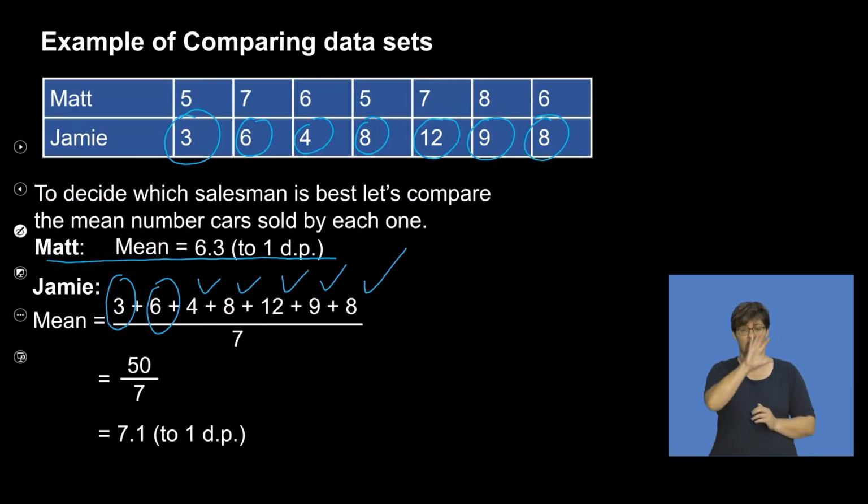Then we get 50 over 7, which is 7.1 if we round to 1 decimal place. So the mean for Jamie is 7.1. And the mean for Matt is 6.3. Who is a better salesman?